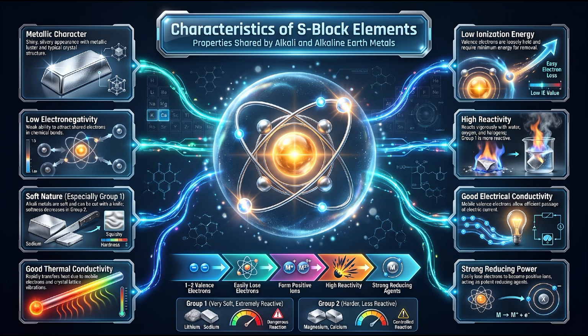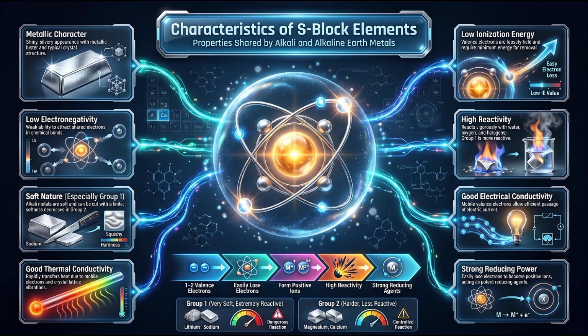The common characteristics of S-block elements arise from the presence of one or two valence electrons in the outermost s orbital. They are metallic, possess low ionization energy and low electronegativity, lose electrons easily, form positive ions, conduct heat and electricity efficiently, act as strong reducing agents, and exhibit high chemical reactivity. Group 1 elements are generally softer and more reactive, while Group 2 elements are harder and moderately reactive.